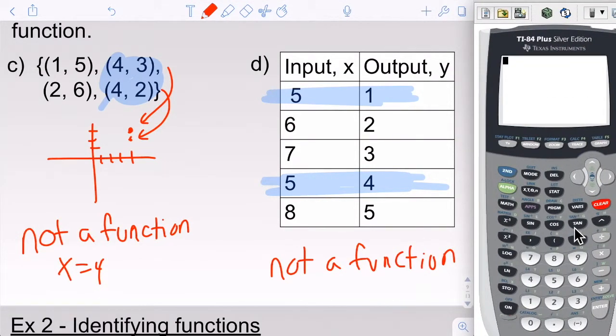Clear. If you go into the list and the stat, so second list. I don't want that actually. Stat. And I can edit. So I can actually go in here in this stat feature and I can type in numbers. So I can type in 1, and 2, and 3, and 4, and 5. And if I go here, oopsie, and type in the x values, 5, 6, 7, 5, 8. So now I've basically recreated this table in the calculator.